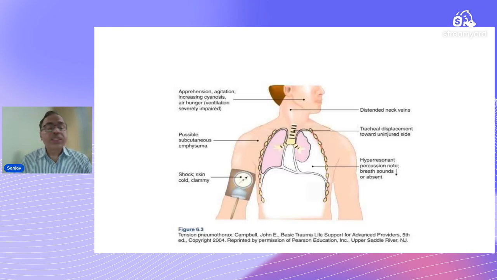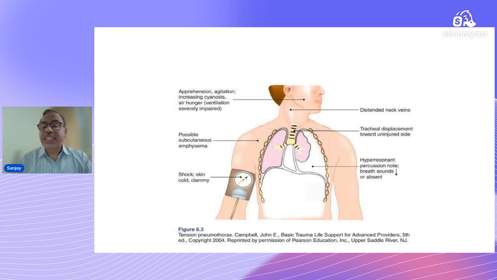Now, what are the symptoms and signs of tension pneumothorax, which should be diagnosed clinically before doing any X-ray, as clinical diagnosis is very important here. Now, the patient would be apprehensive, agitated, restless. There would be increasing cyanosis, and the patient classically shows air hunger, where the ventilation is severely impaired.